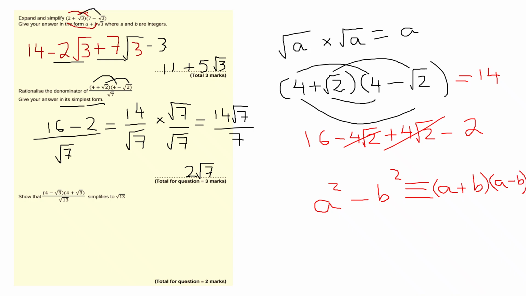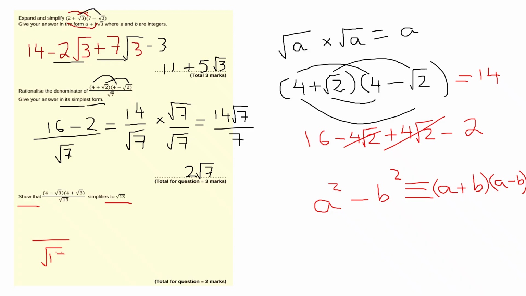Okay, so finally, show that 4 minus root 3 times 4 plus root 3, all over root 13, simplifies to root 13. Again, I'm going to simplify the numerator first, so keep our denominator as root 13.